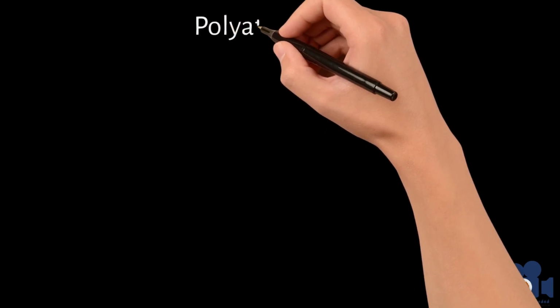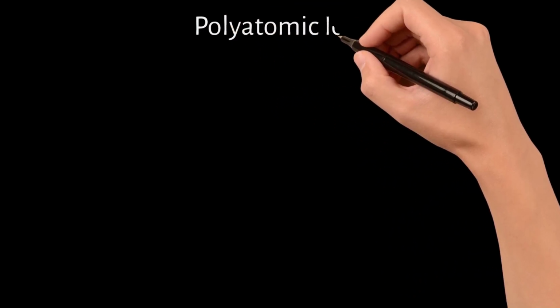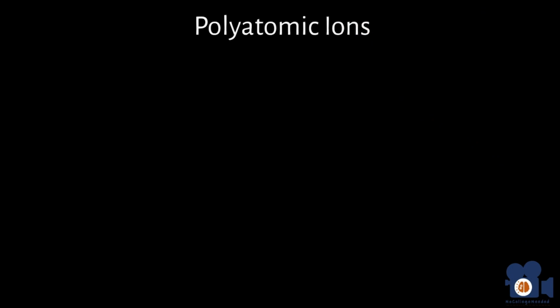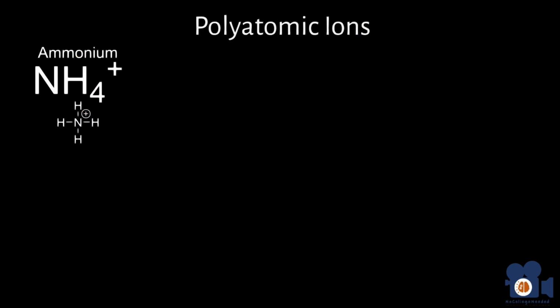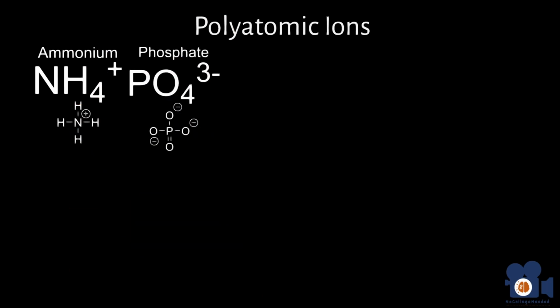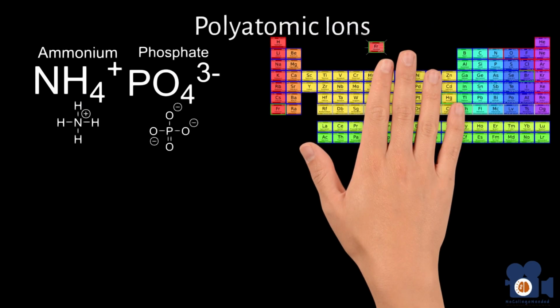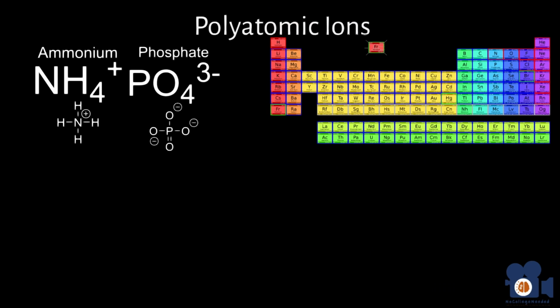Ions can also form between multiple atoms, which we call polyatomic ions. Some examples of this are ammonium, NH4, with a +1 charge, made up of 1 nitrogen and 4 hydrogen atoms, and phosphate, PO4, with a 3- charge, made up of 1 phosphorus atom and 4 oxygen atoms. Fortunately for chemists, we can look to the periodic table to predict ionic charges of the many atoms.